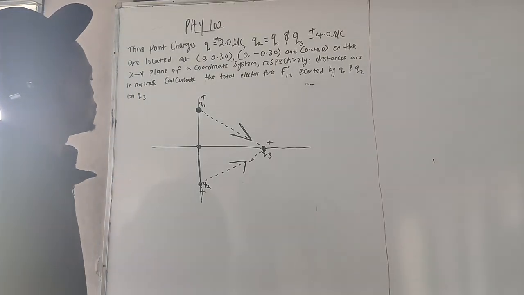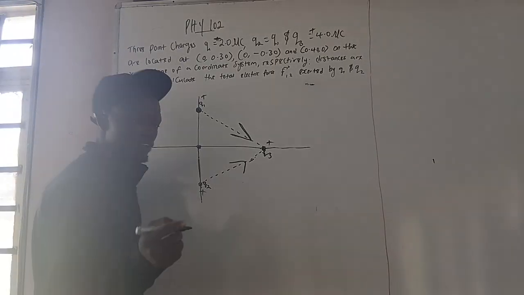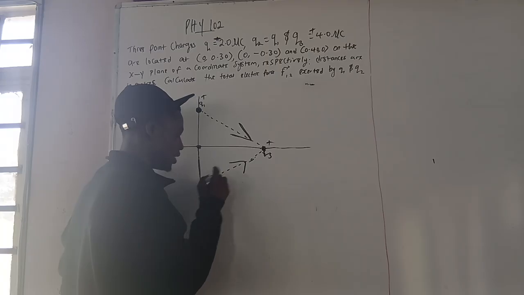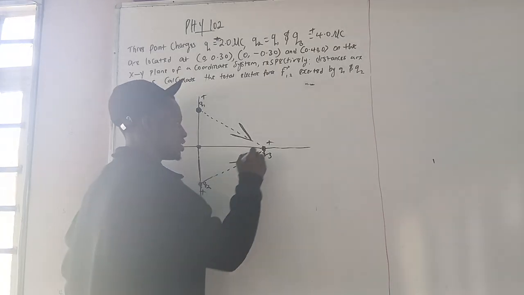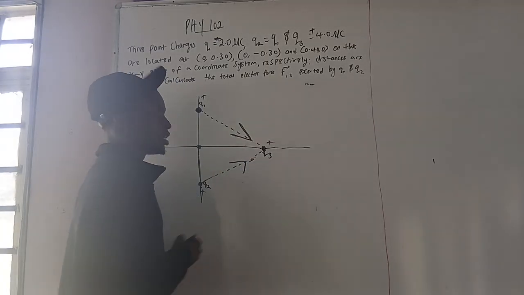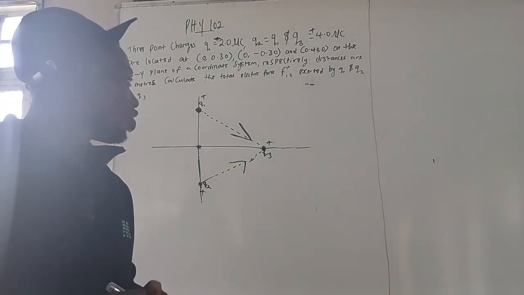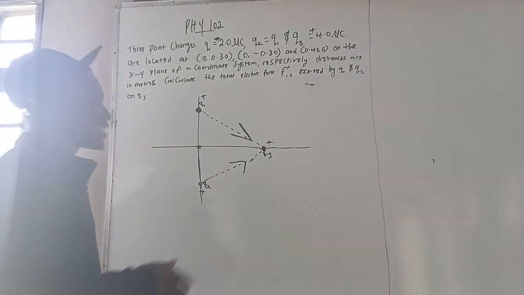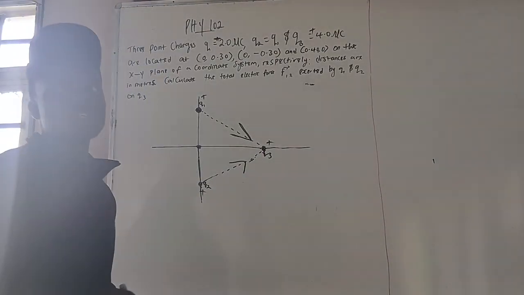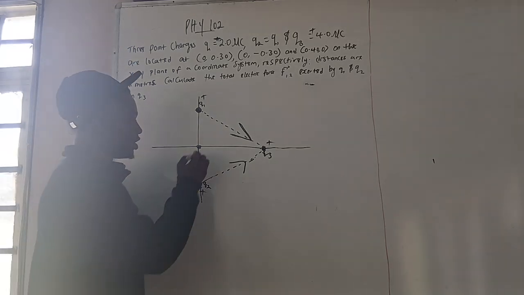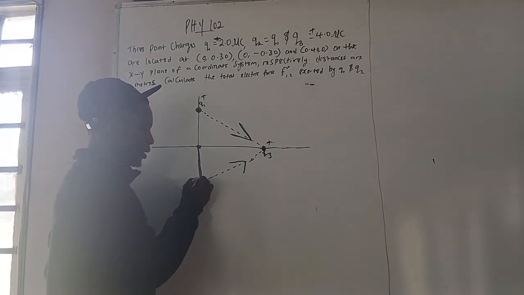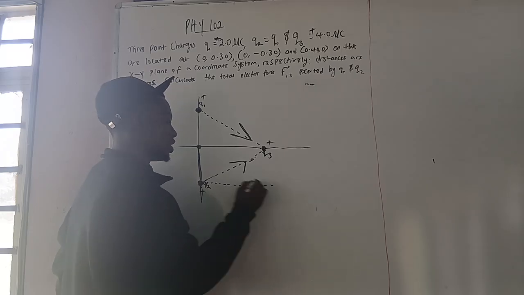Now don't forget, this force is acting at this point and this one is also acting at this point. So if you have multiple forces, or more than one force, acting on the same point, you have to resolve them into both horizontal and vertical parts. So this is the vertical part of Q2. The horizontal part will be traced like this.